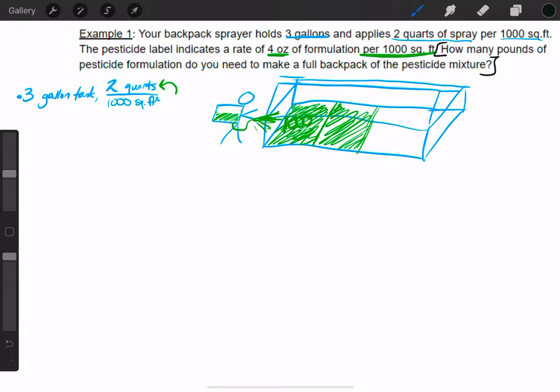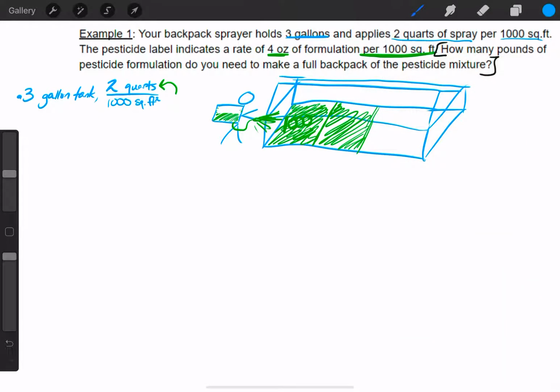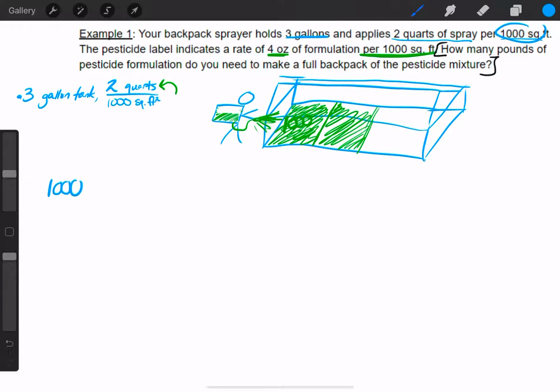I want to zoom out and take a look at that 1,000 square feet number, because it's something that both of our given pieces of information have in common. So I think that is probably going to be a key to figuring this out. If we take a look at that spray rate more closely, I've got 1,000 square feet for every 2 quarts. Well, I really don't like that this rate is in quarts and the volume of my tank is in gallons. So let's convert quarts over to gallons. There are 4 quarts per 1 gallon.